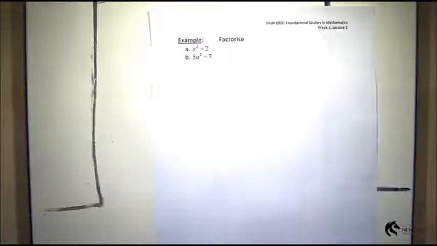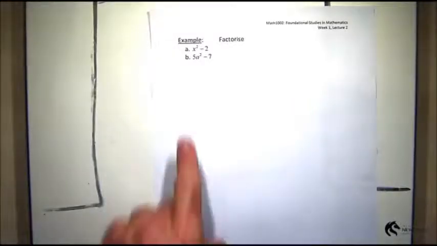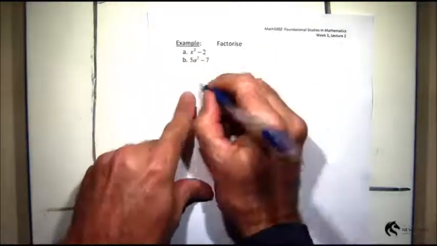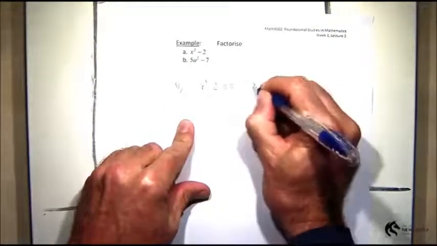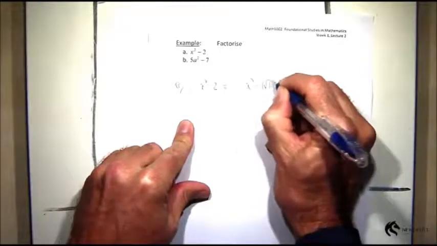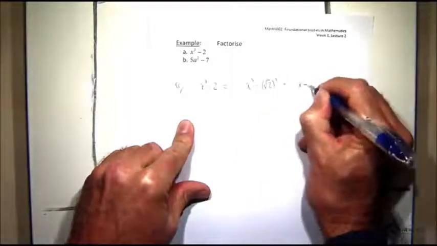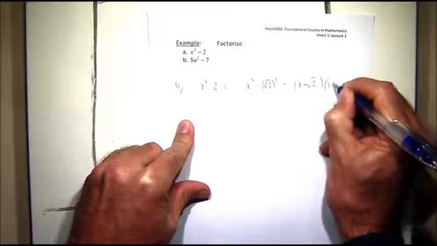And look, to finish off today, now that we've got surds in our vocabulary, we can sometimes write our factorisations here with difference of 2 squares. You can say x squared minus 2 is x squared minus the square root of 2 squared, so x minus root 2, x plus root 2.